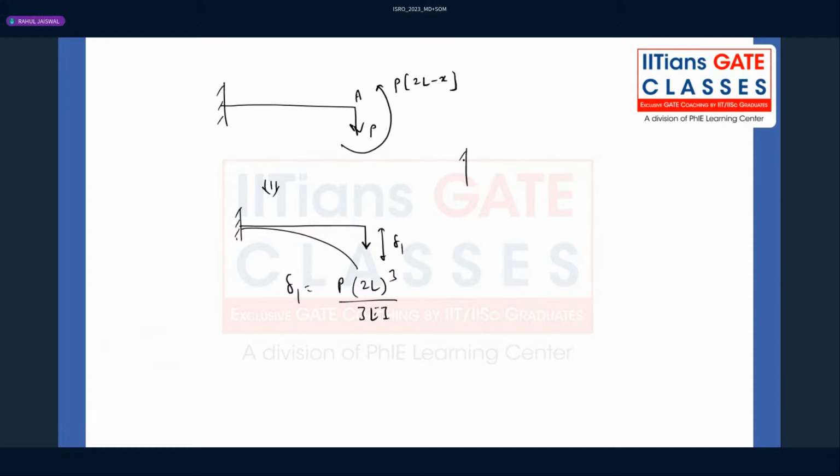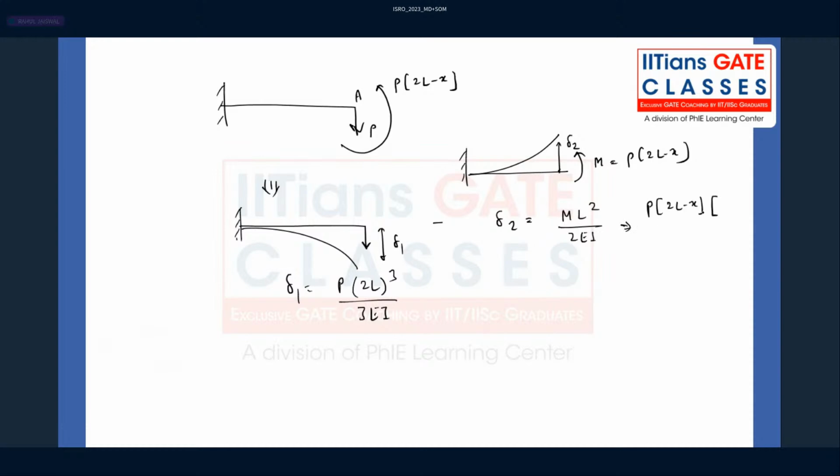We also know that because of the moment, it will be deflected in the upward direction, and that deflection is delta 2, for moment P into 2L minus X. And we know this delta 2 is ML square divided by 2EI. Here we can write M as P into 2L minus X, and the length will be 2L, whole square, divided by 2EI.